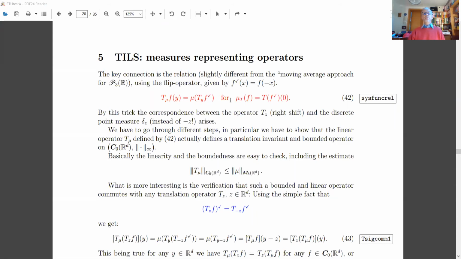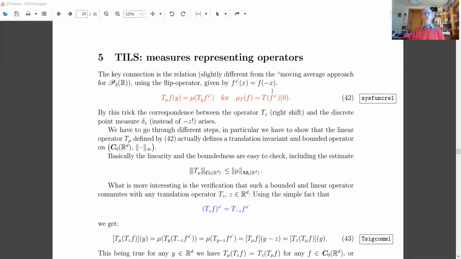Or if you have a system and you're asking how can I retrieve the corresponding generating linear functional, which is a bounded measure by terminology, you just have to insert the flipped function. The output T of f flip is a continuous function which has a value at 0. And this is the most important connection that we will use all the time.